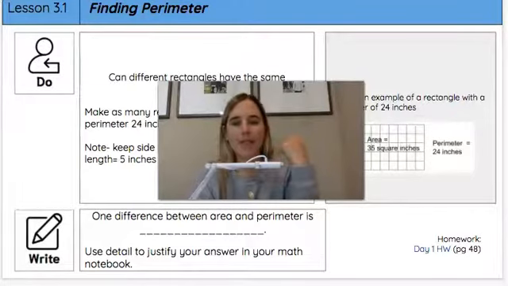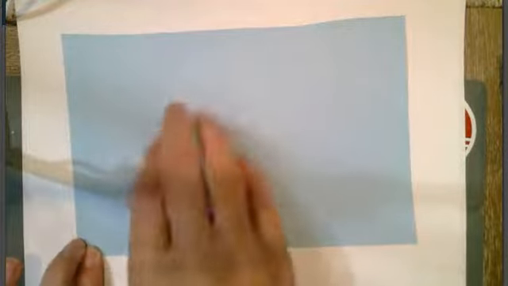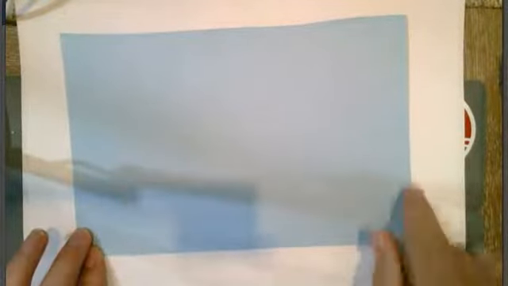Today we're going to investigate the perimeter of different rectangles. When we say perimeter, we're referring to the distance around the shape. Area is the amount of area the shape actually takes up. But perimeter is the distance around the shape. Today we're going to focus on perimeter.